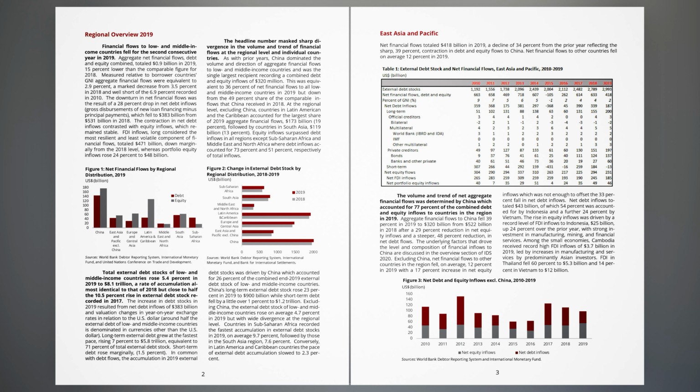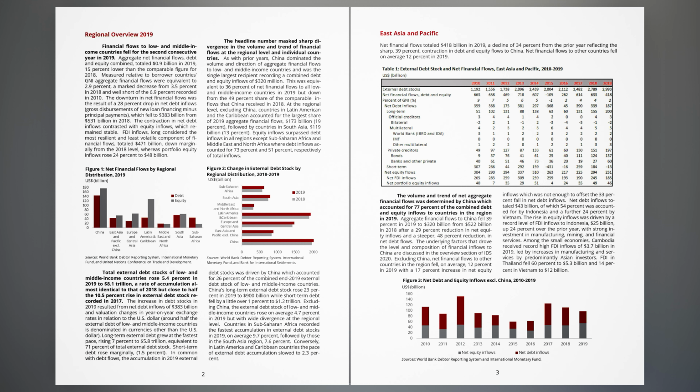with a 17% increase in net equity inflows, which was not enough to offset the 33% fall in net debt inflows. Net debt inflows totaled $43 billion, of which 54% was accounted for by Indonesia and a further 24% by Vietnam. The rise in equity inflows was driven by a record level of FDI inflows to Indonesia, $25 billion, up 24% over the prior year, with strong investment in manufacturing, mining, and financial services.